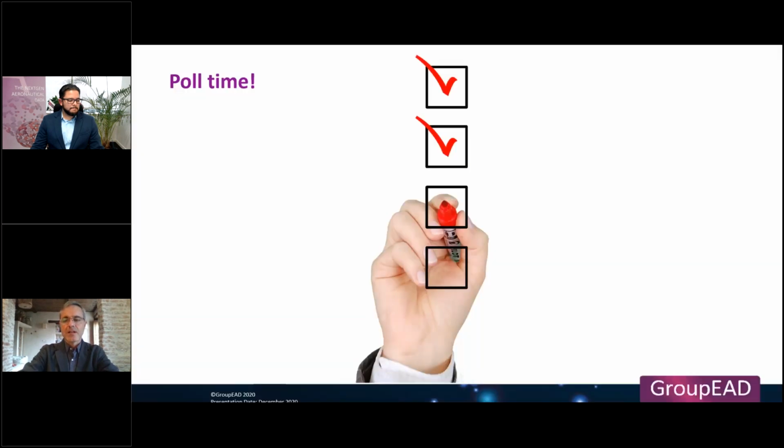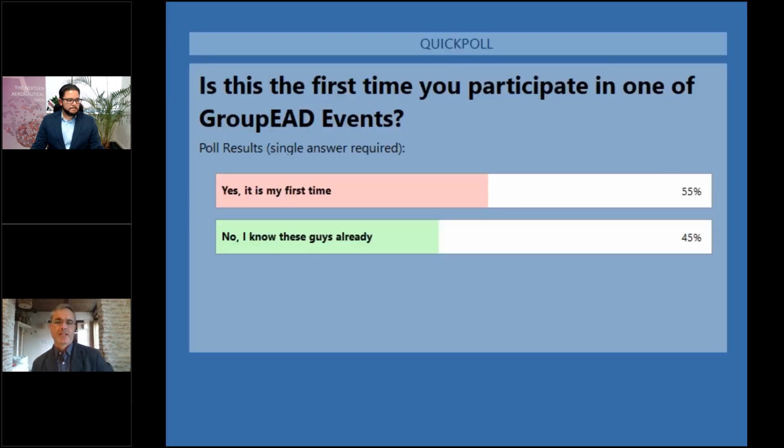We see there that it is the first time for 55% of the people, and 45% have already attended. It's almost 50-50. Half of the people attending have already attended one of these GroupEAD events, and some of them are new. So welcome everybody, those already knowing us and those coming here for the first time. Happy to host you here. I'm sure you will enjoy.